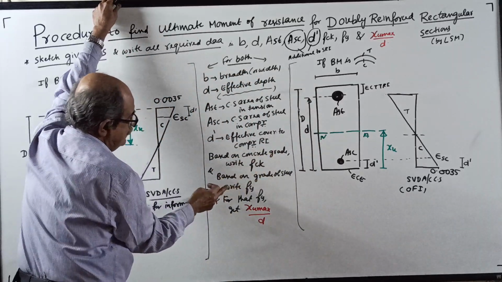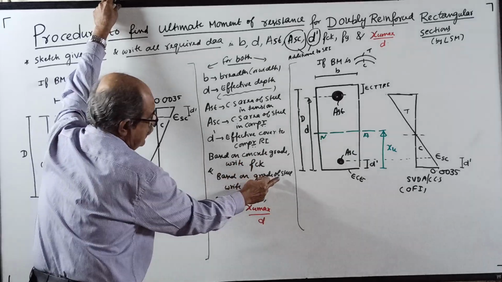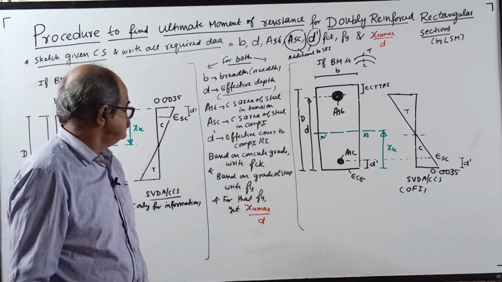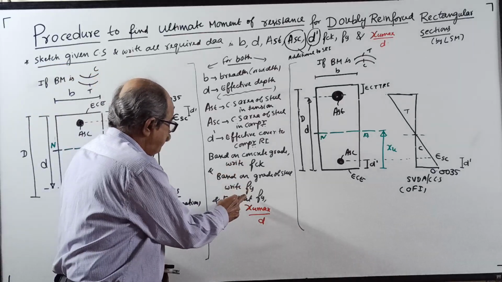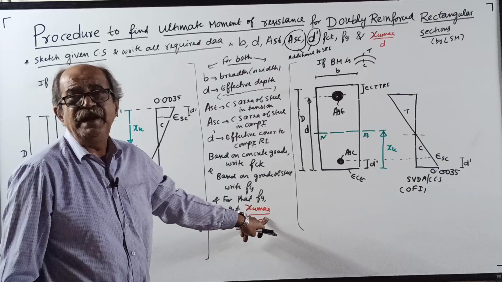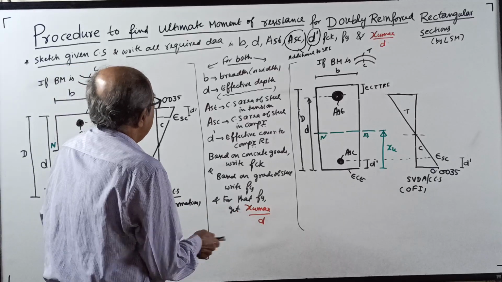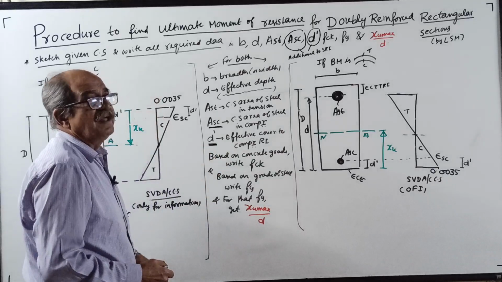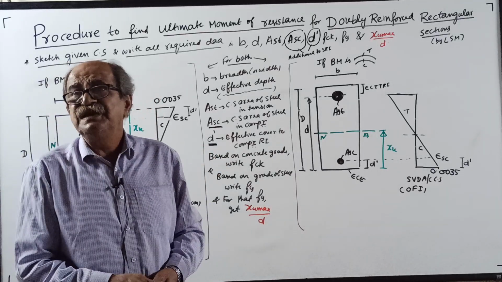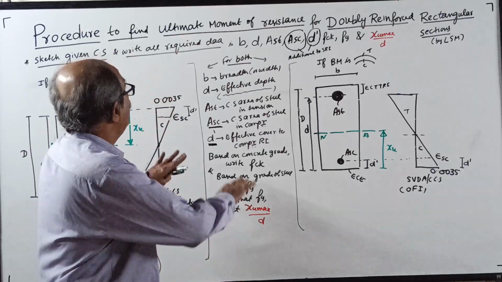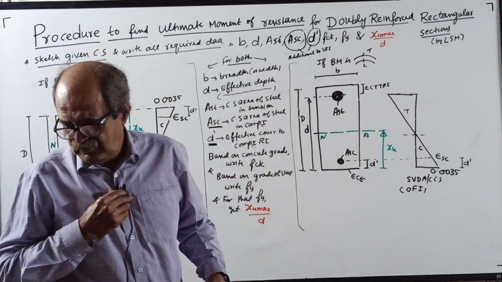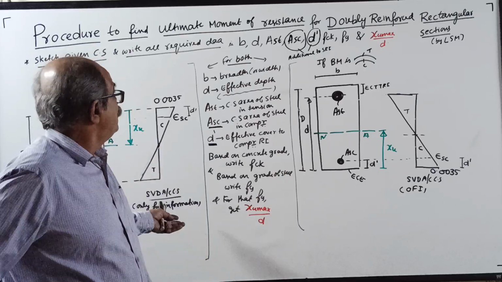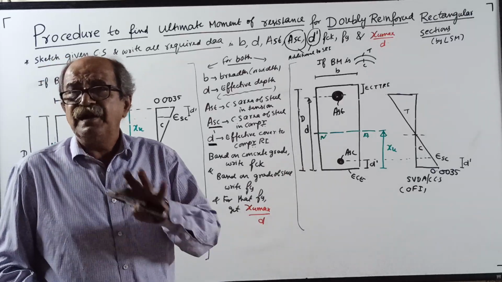Based on concrete grade, get FCK. Based on grade of steel, write the value of FY. This you are already doing every day. And once you get FY, for that FY, get XU max by D. First of all, apart from ASC and D dash, all data are as for the singly reinforced section. Okay, one round completed. Now, this sketch will not come once again. Don't take a screenshot and maintain. Write neatly.